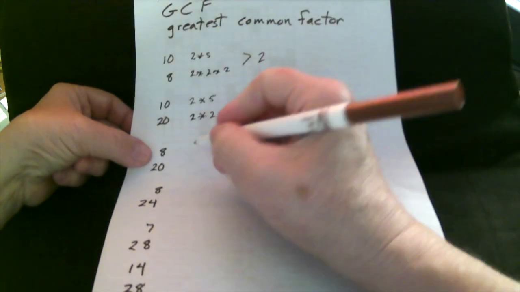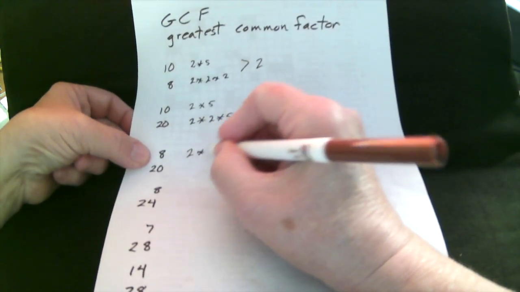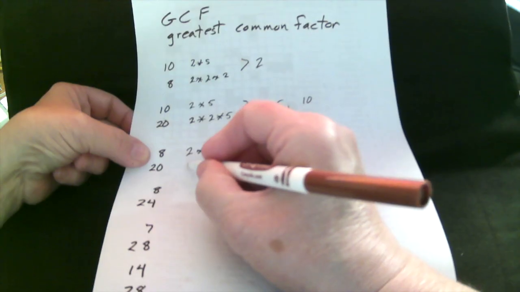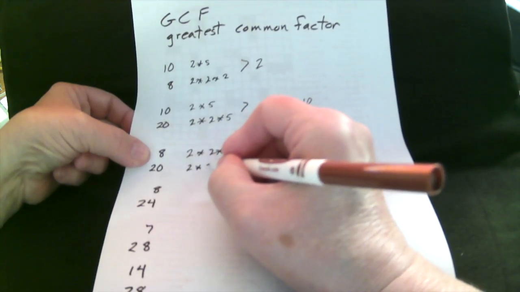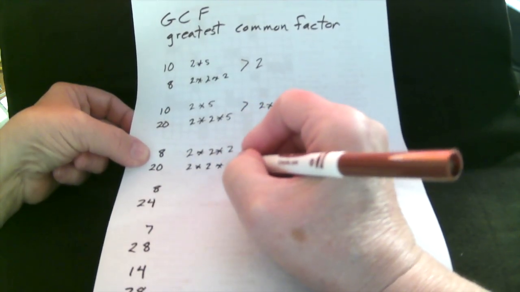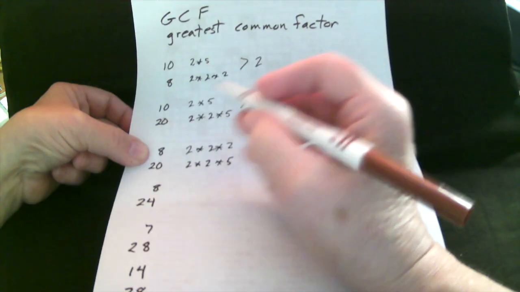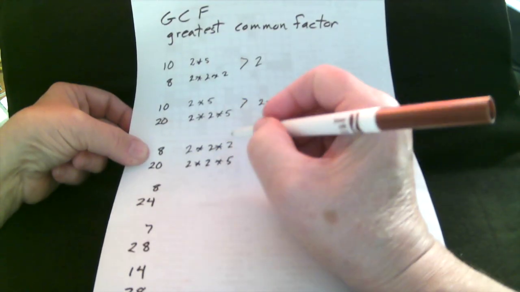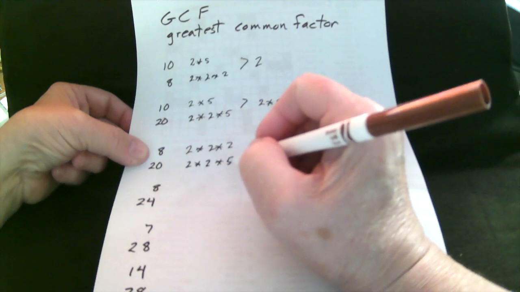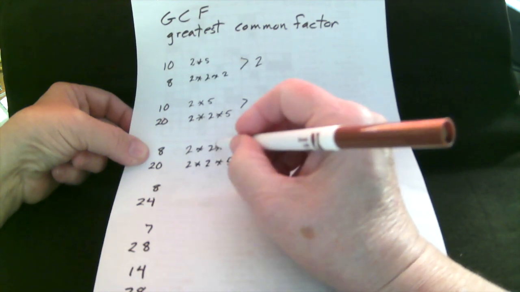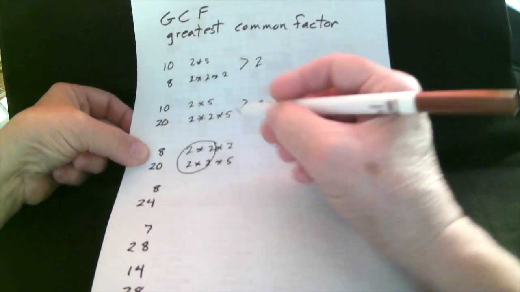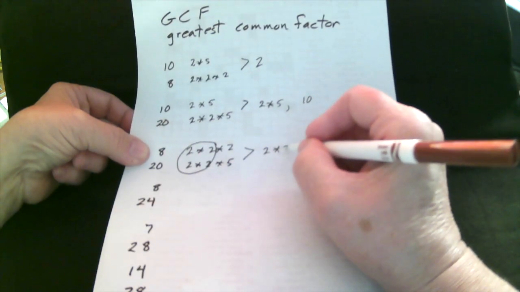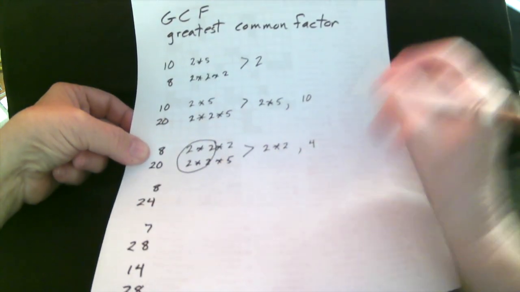Between 8 and 20, 2 times 2 times 2, 20, 2 times 2 times 5. 2 times 2 shows up in both of them. That third 2 doesn't, and that 5 does not. So our greatest common factor is going to be 2 times 2, or 4.